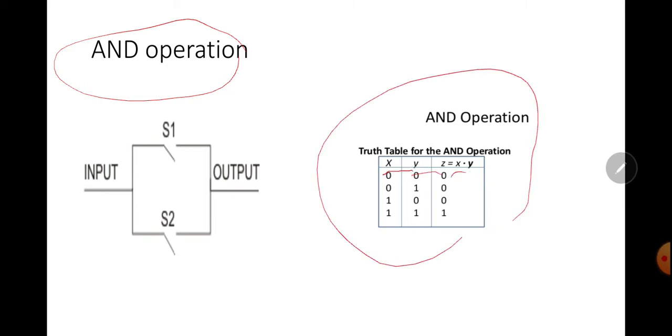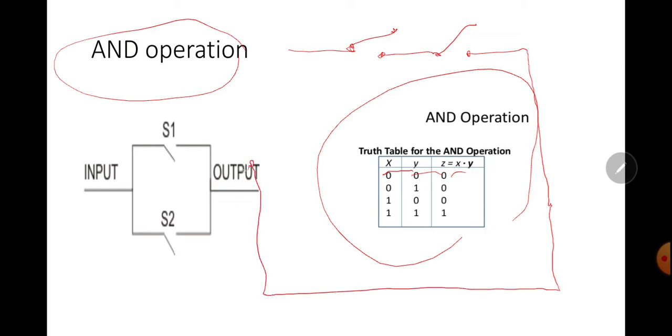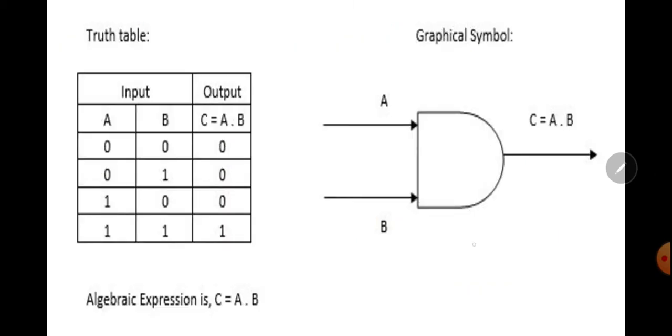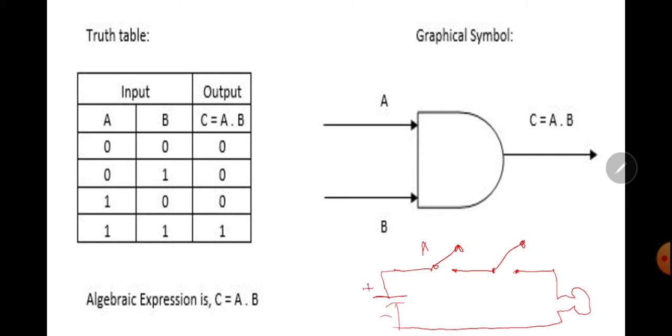0 0 0, you will do it. I will draw the circuit diagram. The circuit diagram is resistor, A, B. This is symbolic representation. This is the circuit diagram for AND gate, and this is the truth table for AND gate.